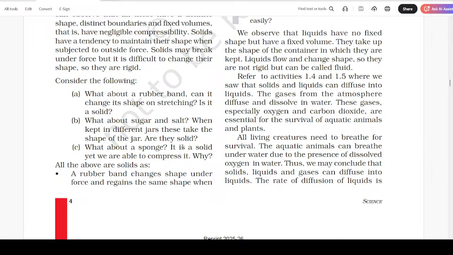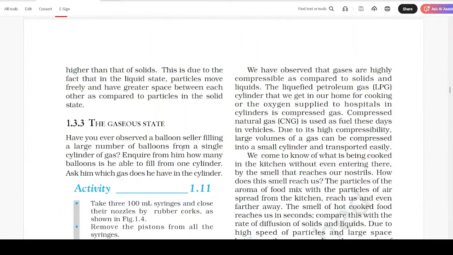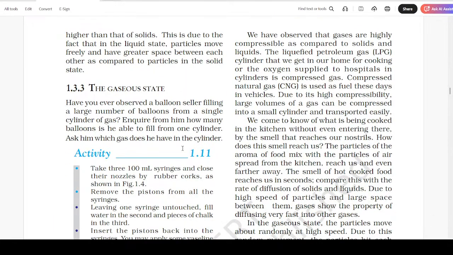The rate of diffusion in liquid is higher than in solid. This is due to the fact that in the liquid state particles move freely and have greater space between each other as compared to particles in the solid state.